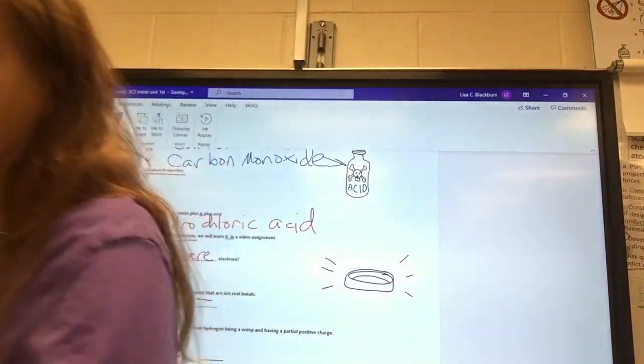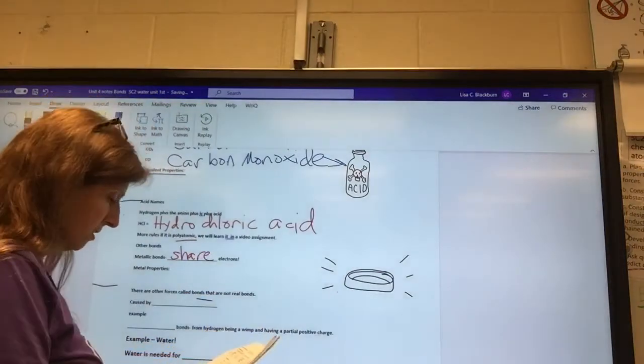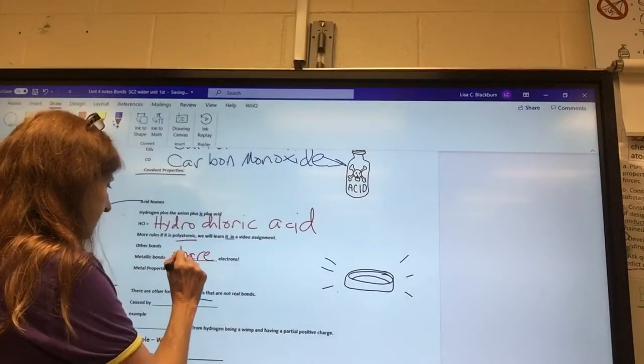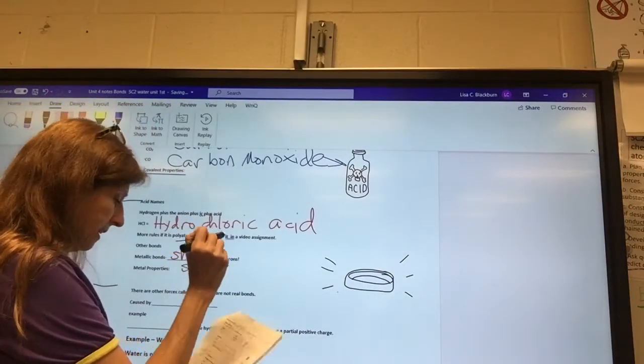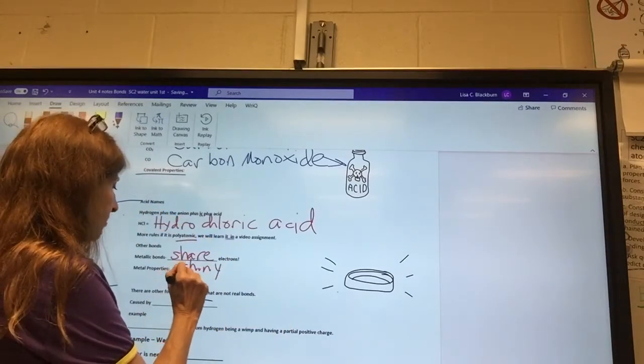So let's write those properties down. Metals are shiny. They conduct heat and electricity.